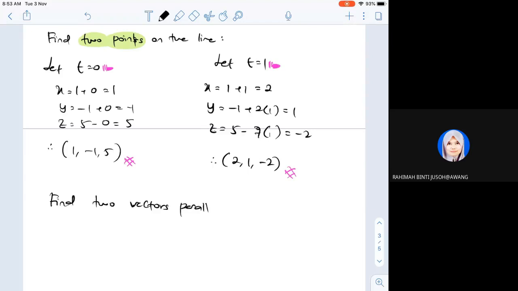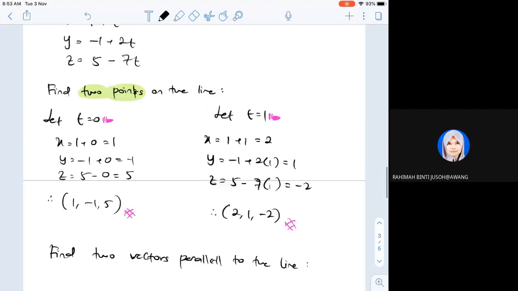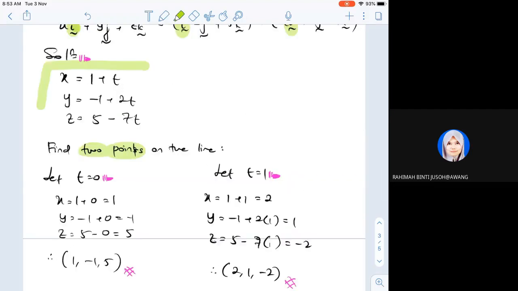Okay, he wants 2 parallel vectors to the line. From this equation, can you give me the parallel vector of this line? One. Okay, 1, 2, negative 7. Yes, this is the parallel vector from this.